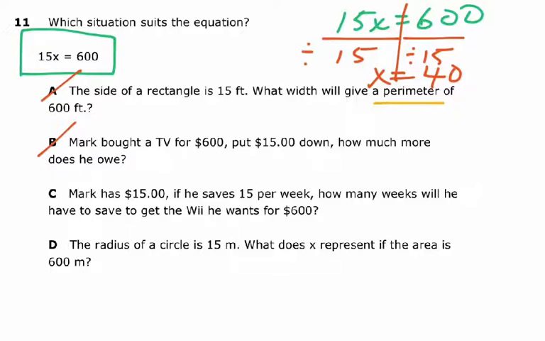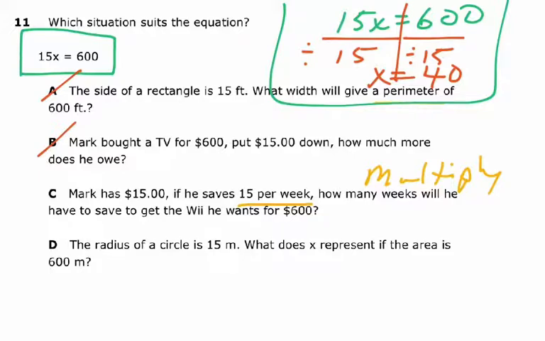Let's try C. Mark has $15 if he saves 15 per week. So that's not bad because 15 per week means multiply. Write that down real quick. Multiply by 15, which is 15x. How many weeks will he save or have to save to get the Wii he wants for $600? This might be the best choice because right now we know if he has 15 and he multiplies that by a certain number, he can get to 600. And it's kind of like what we solved right here.